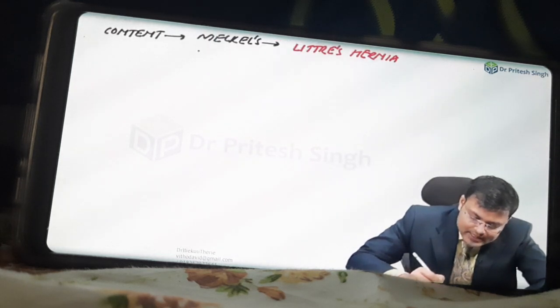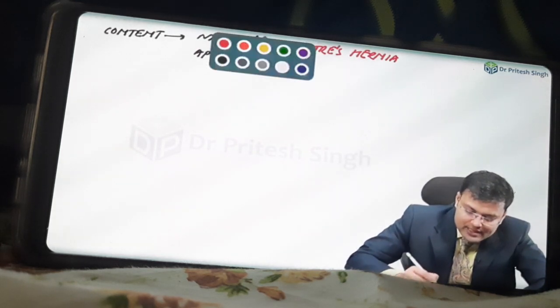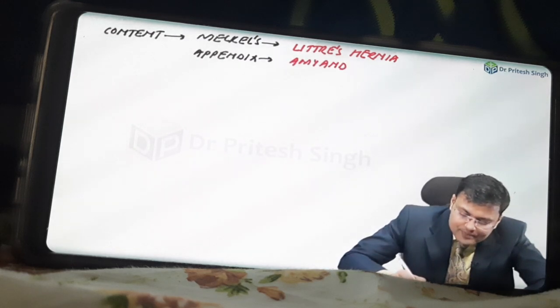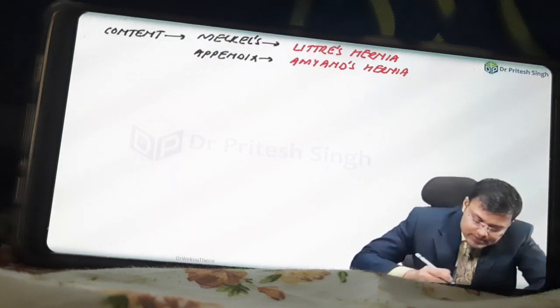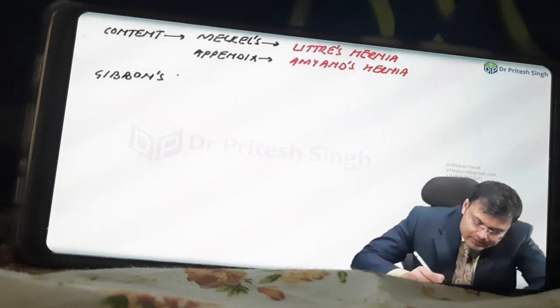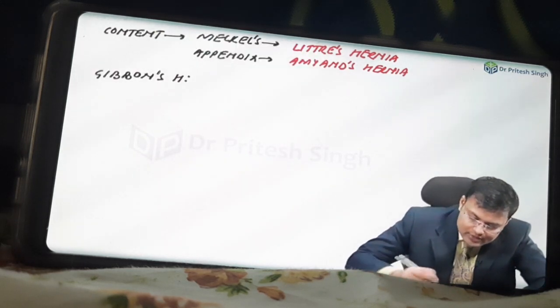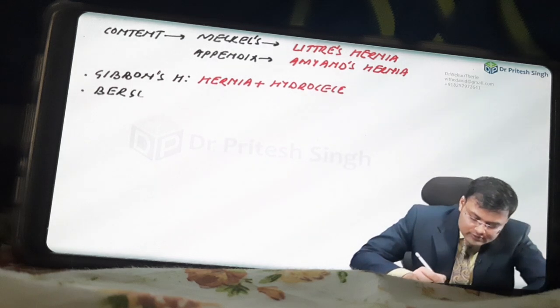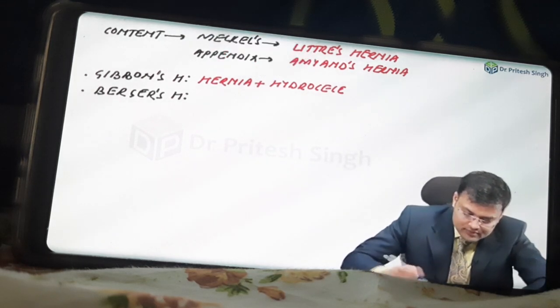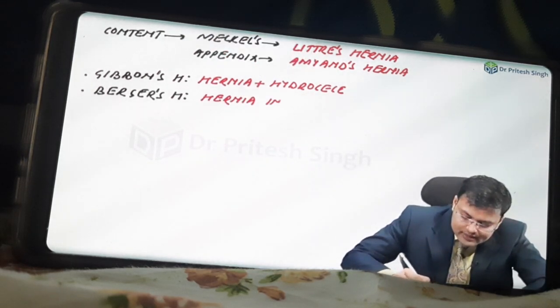And if the content is appendix, what's the name? This is Amyand's hernia. Content is appendix: Amyand's hernia. What are the other named hernias? Gibbon's hernia. This is hernia plus hydrocele. After that, Berger's hernia. This is hernia into the pouch of Douglas.